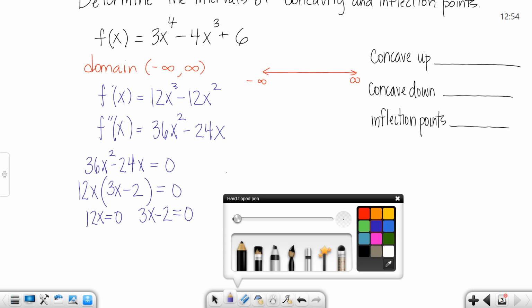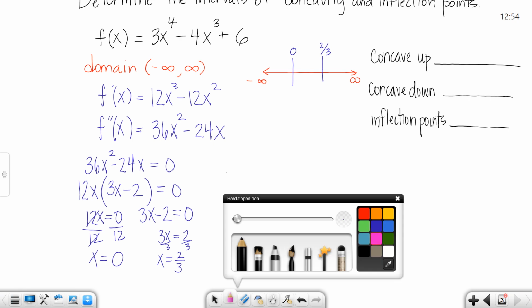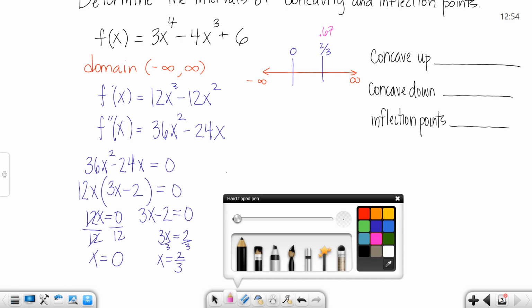Okay, so I set my first factor equal to 0 and my second factor. To solve this first one, I'll divide both sides by 12. And x would equal 0 over 12, which is just 0. For the second one, I'll move the 2 over and divide by 3. So I get the values 0 and 2/3. All right. Well, I know that 2/3 is 0.67. So that might be something useful for us.